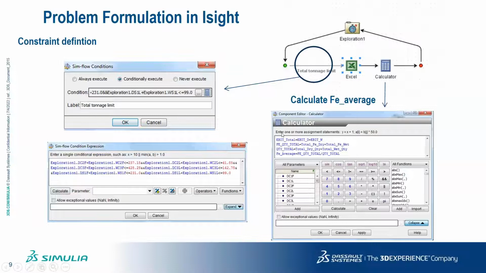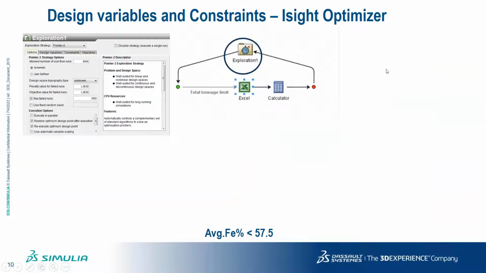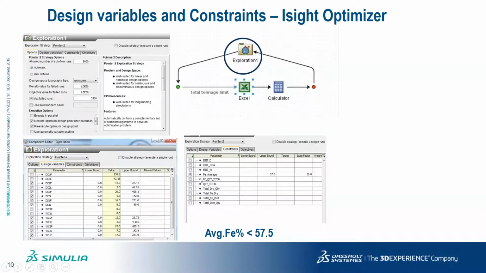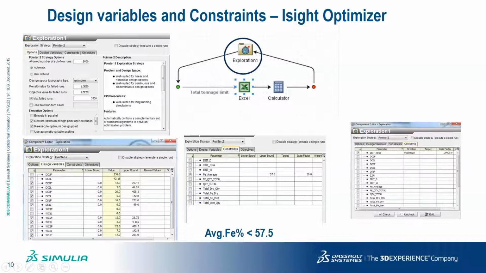And we were trying to calculate the overall cost and the overall Fe average using the calculator component. And finally, we've used the optimization method to run the optimization, and these were the parameter inputs or design variables that we are changing. And we had a constraint here: the Fe average should be within this limit or less than this limit. And the objective is to maximize your profit, your earnings.